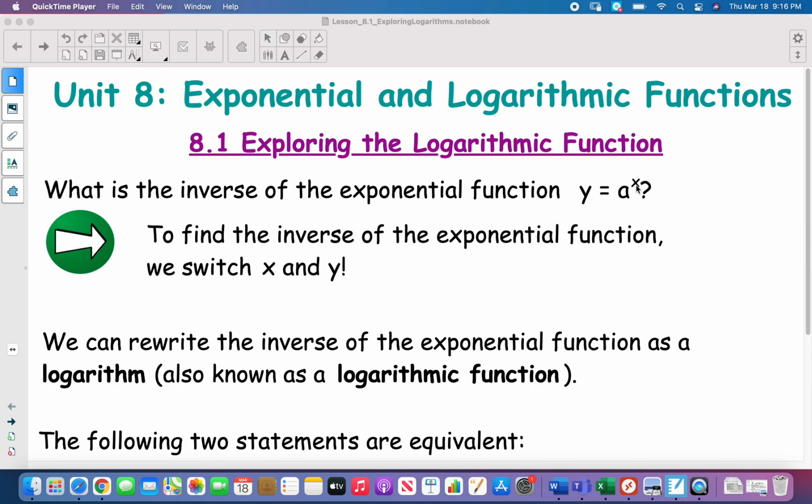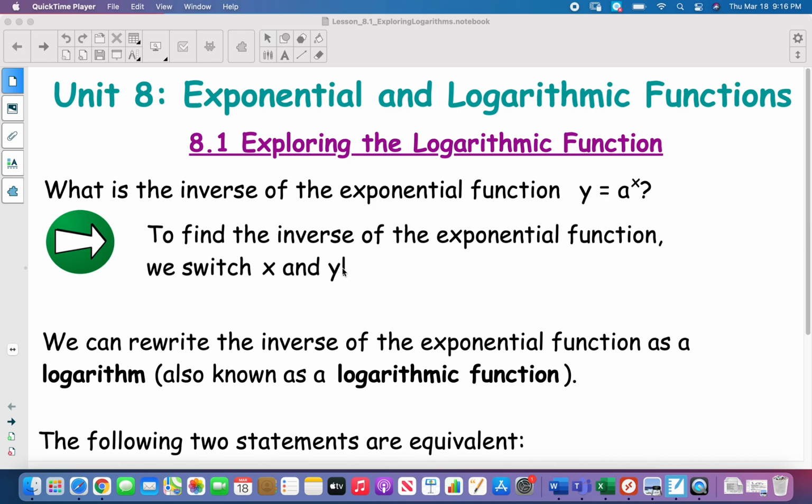power of x. As you are familiar with the exponential function, a is the base and the independent variable x is the exponent. And the simplest way of trying to find the inverse of the exponential function is by switching the x and the y.